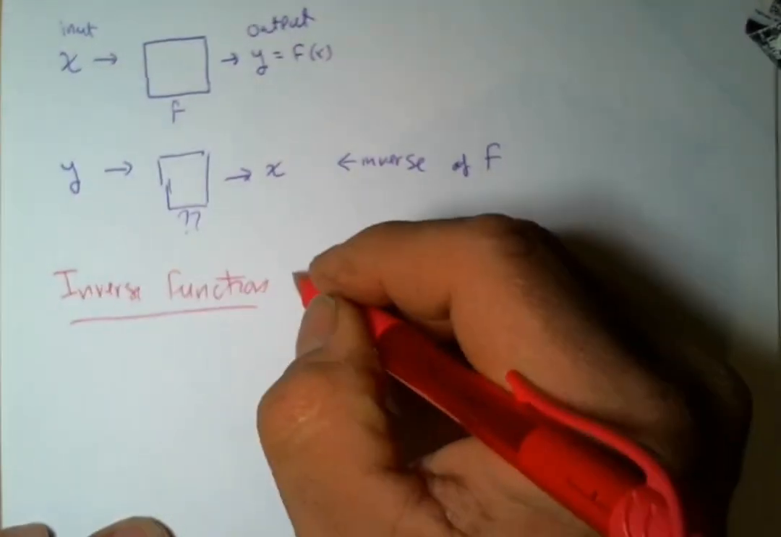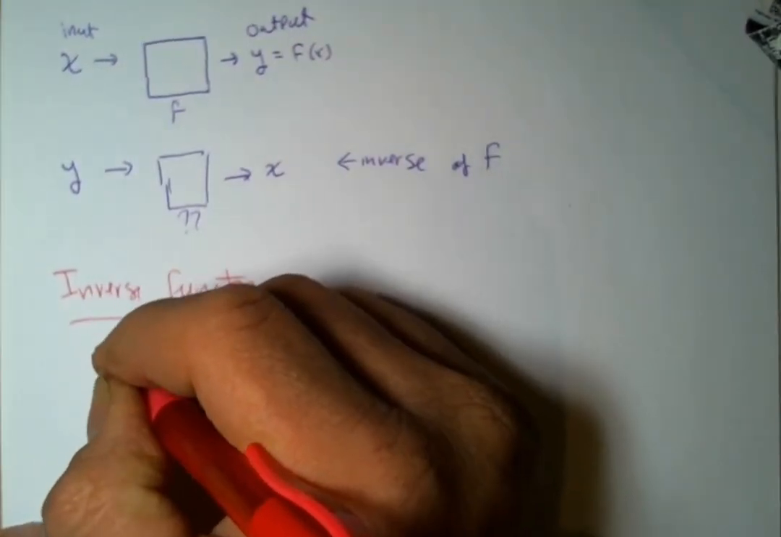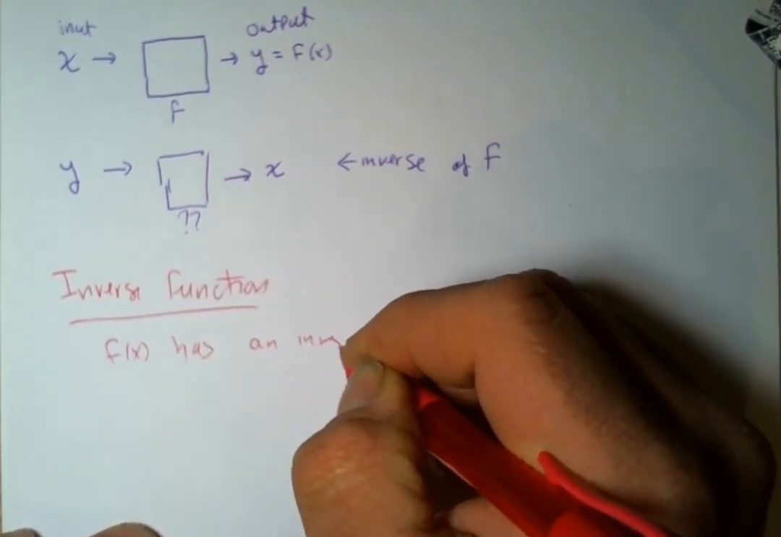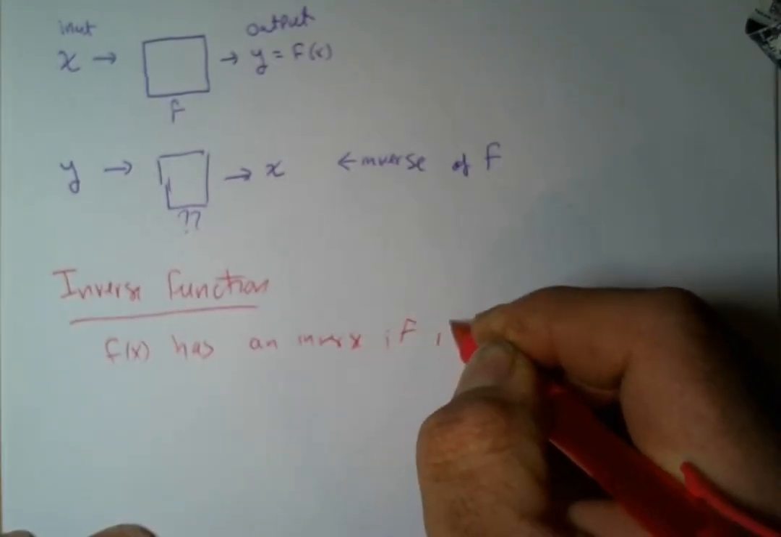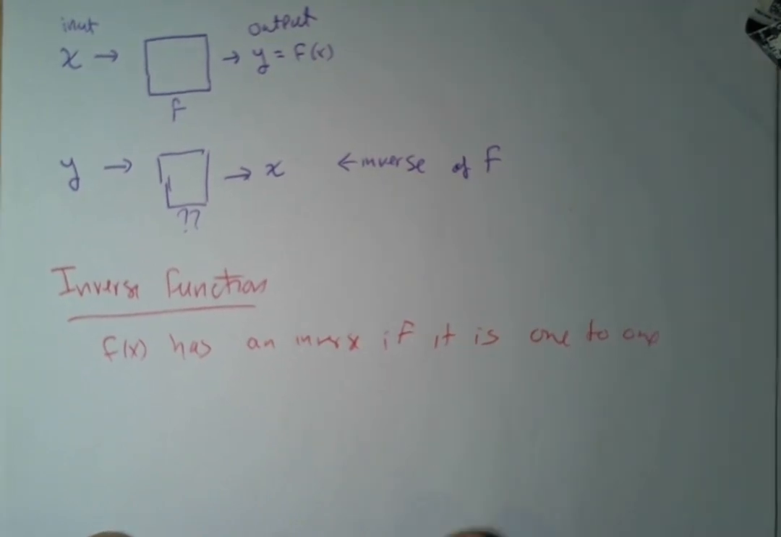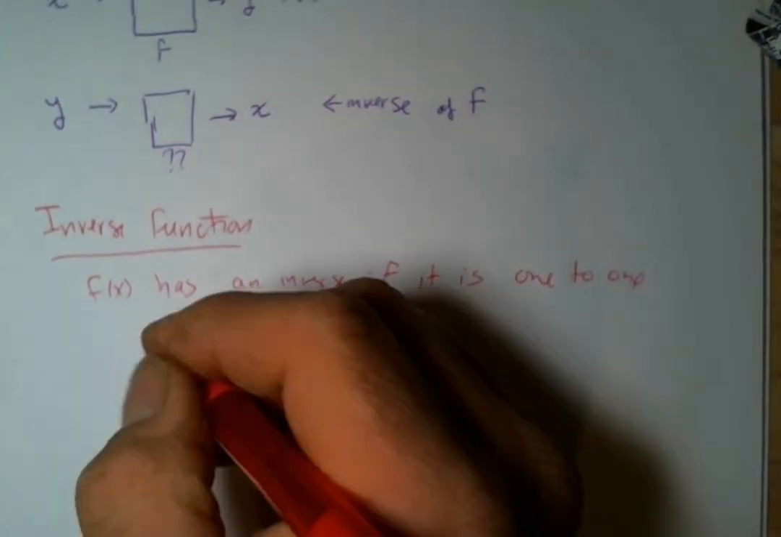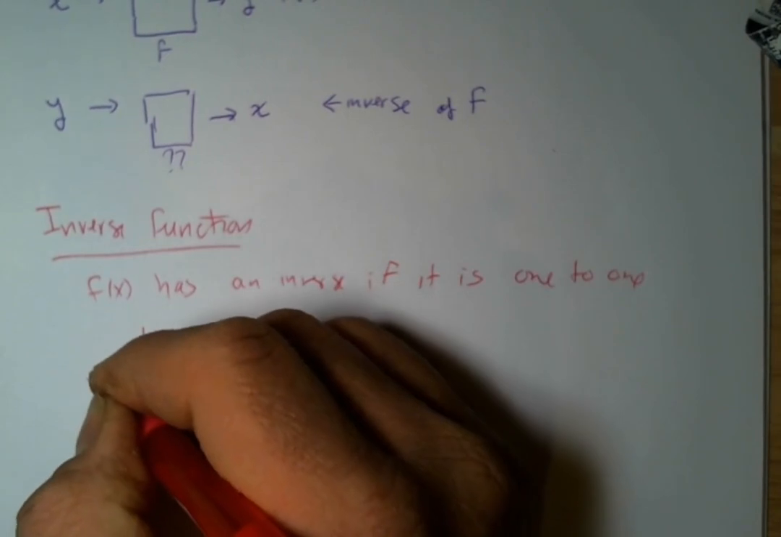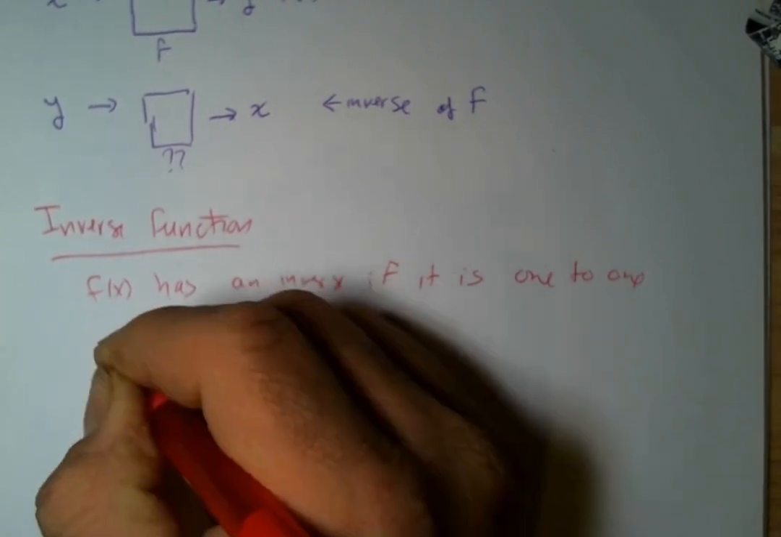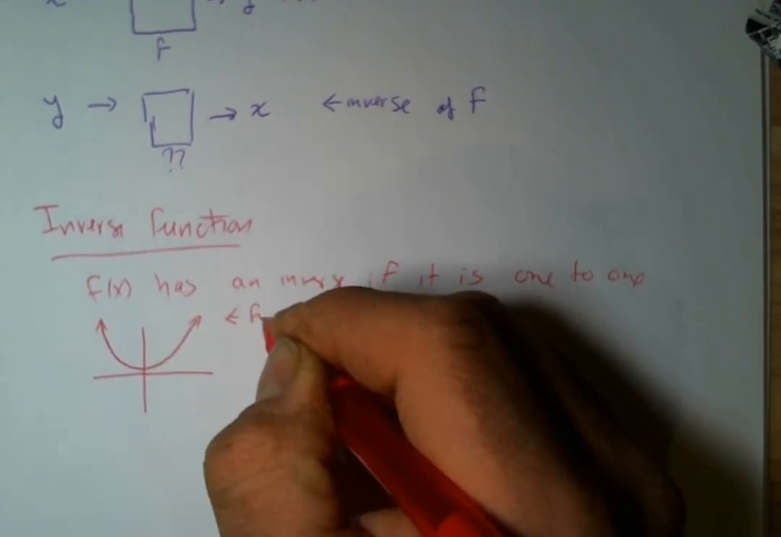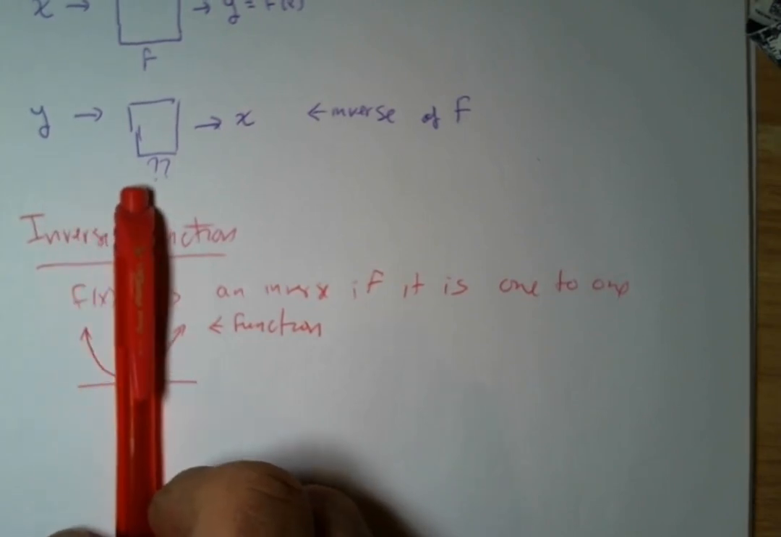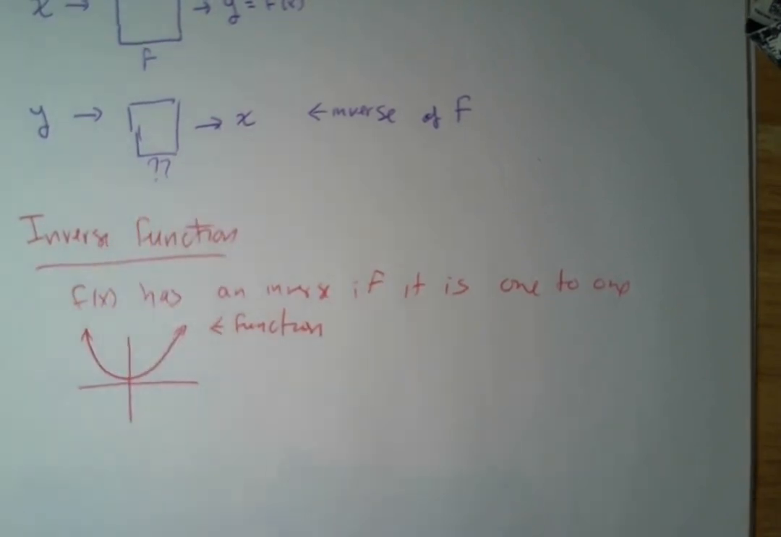So first of all, a function f of x has an inverse if it is 1 to 1. This idea of 1 to 1 is related to when we're talking about functions, where we had this idea of a vertical line test. So this is a function. It passes the vertical line test. For each input, we have exactly one output.